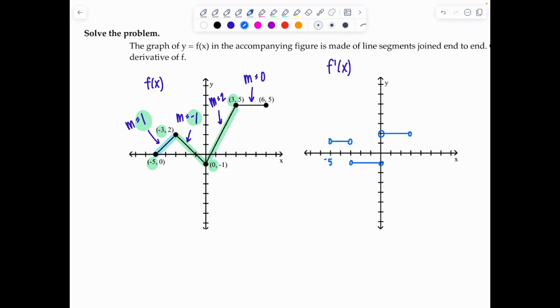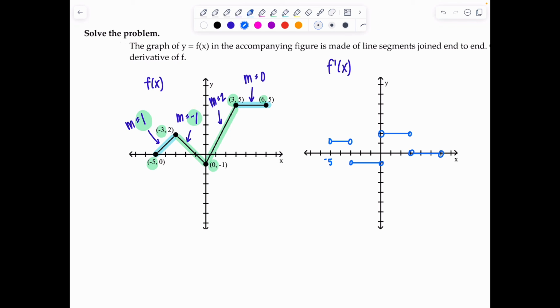And then the last piece here, this slope is just 0 from 3 to 6. You have to match up the x values. So from 3 to 6, slope is 0. Did I go too far? 3, 4, 5, 6. No, perfect. All right. So hopefully that clears things up.